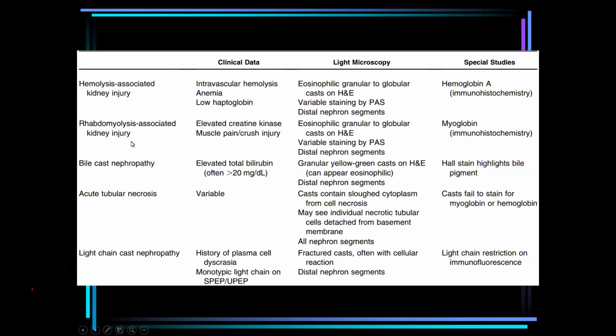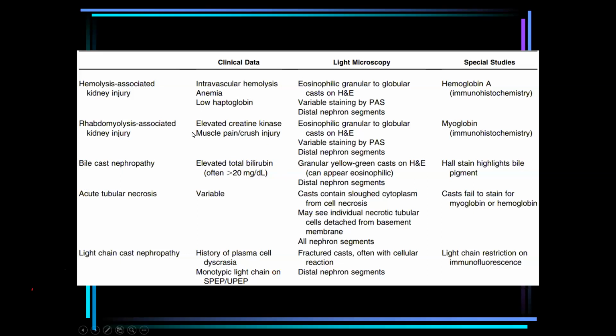In patients who have rhabdomyolysis or myoglobinuria, you may find a myoglobin cast, again occluding the lumen of the renal tubule. In the patient who has cholestasis, but with a very high level of bilirubin, the serum bilirubin must be more than 16 milligram percent in order to cause this condition called bile cast nephropathy. Previously, it was called cholemic nephropathy. But again, the newer term is bile cast nephropathy.